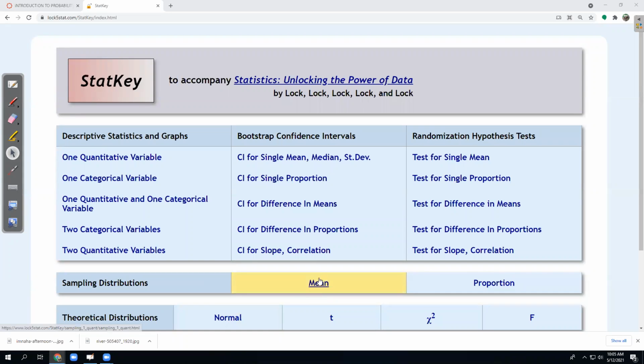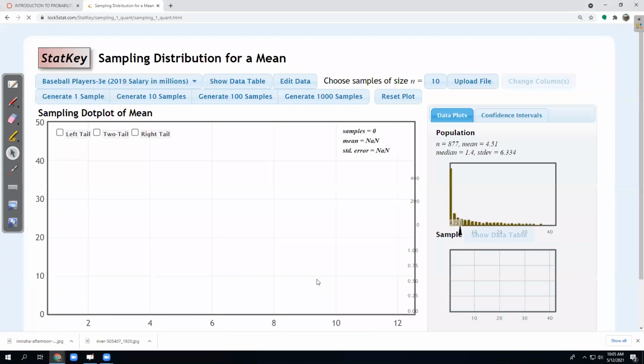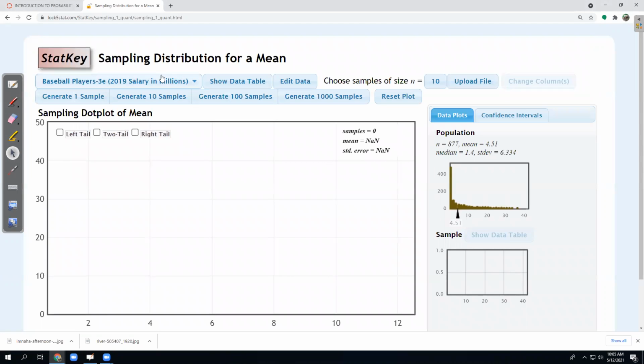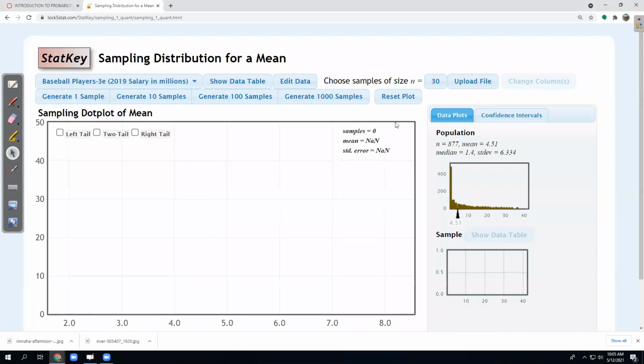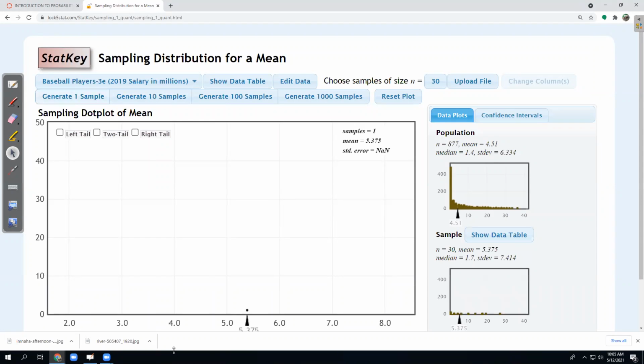So let's take a look at the sampling distribution for a mean. And we looked at the baseball players one before. There's a sample of 877, which is the entire population of 2019 Major League baseball players. And we have all their salaries here, so that would be a population. And then I can choose a specific sample size, like maybe size 30, and I can generate a sample from that population. So I'm just going to generate one sample for now.